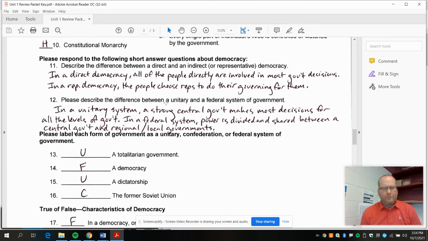And 16 would be C. The former Soviet Union was a confederation. They had lots of different provinces or areas, like our states, and they were all kind of underneath this one umbrella government called the Soviet Union.